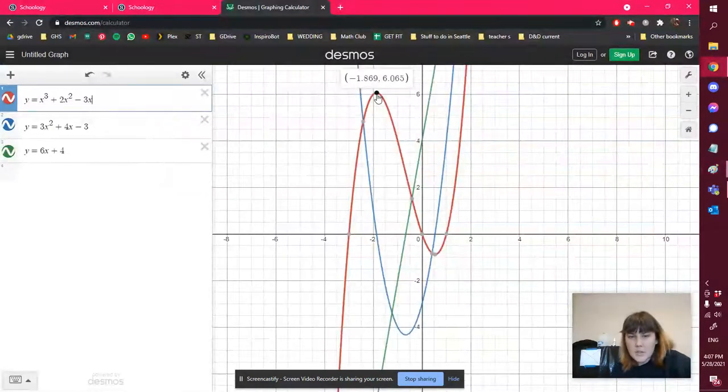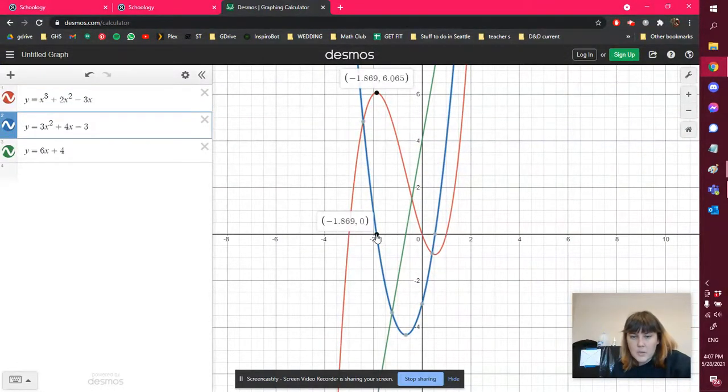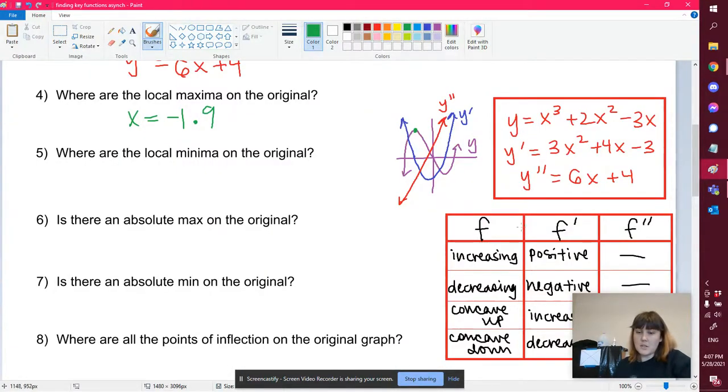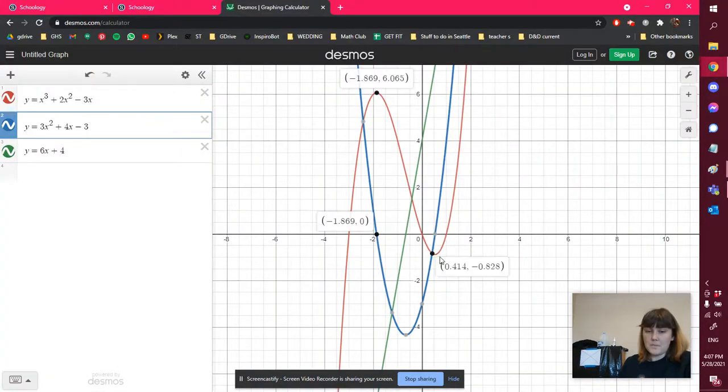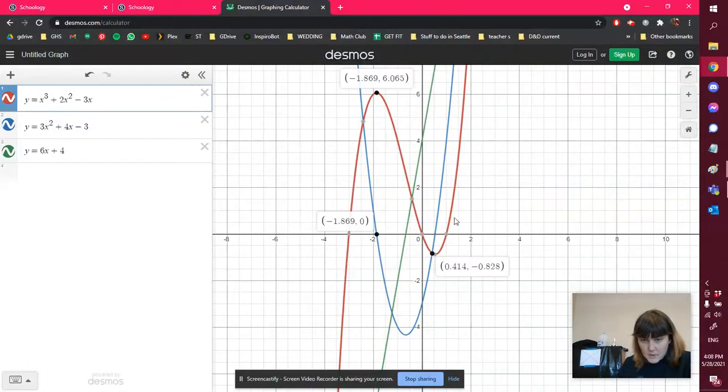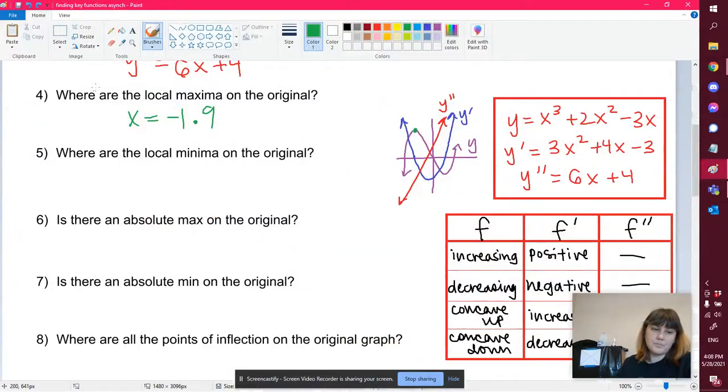You might notice that the negative 1.9 lines up directly with this derivative's 0, right? The maximum of the original function is the 0 of the derivative. And this should come as no surprise to you because it matches up with what we already know. For the local minima, just do the same thing. Click on the red function, find its minimum, write it out. I'll let you do that by yourself.